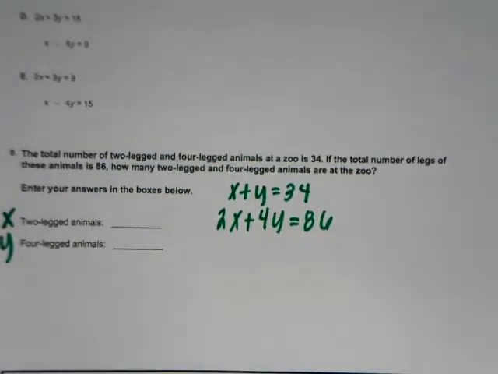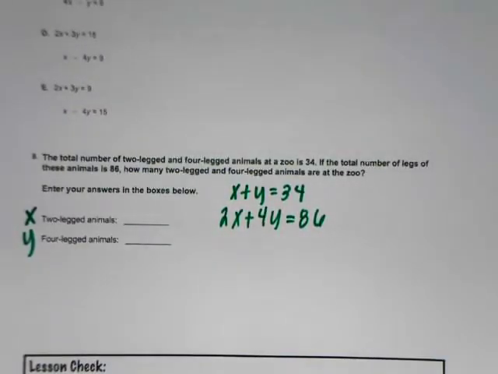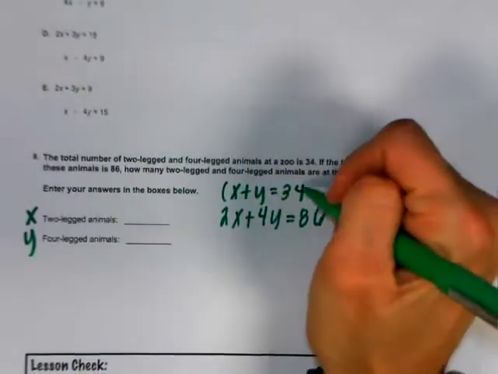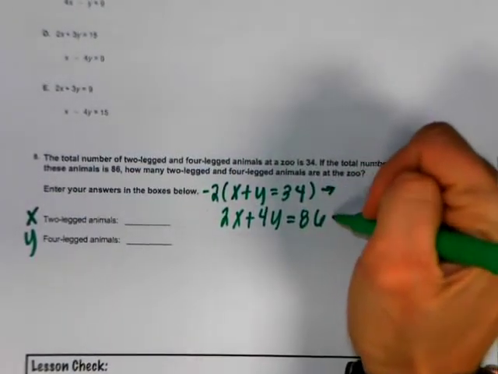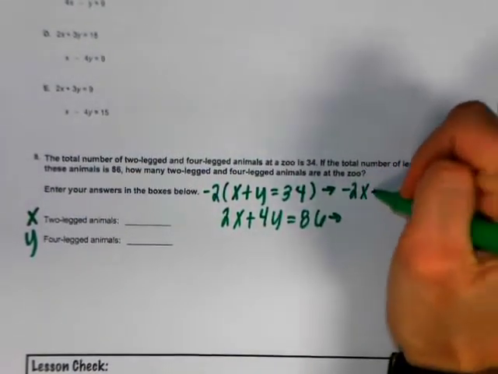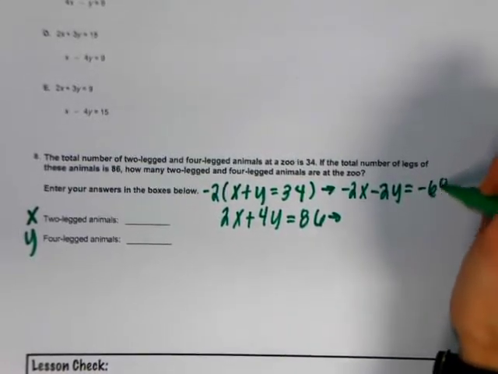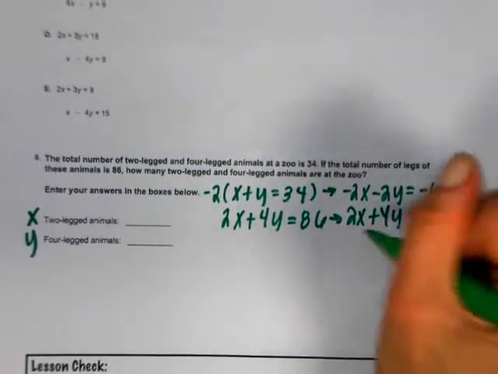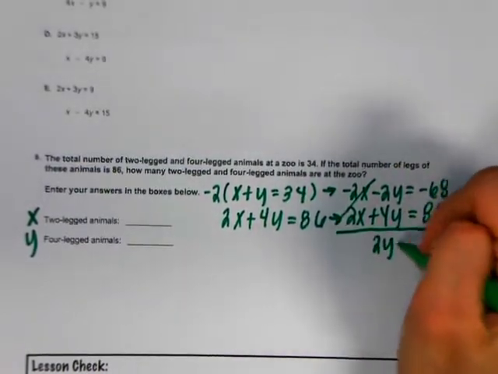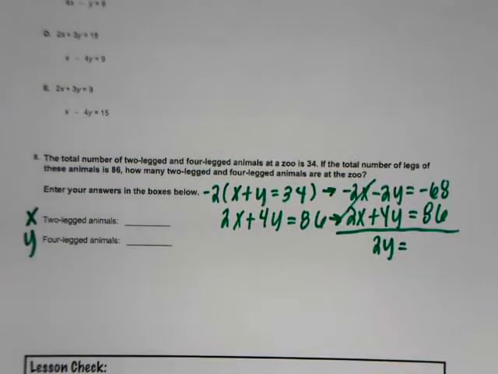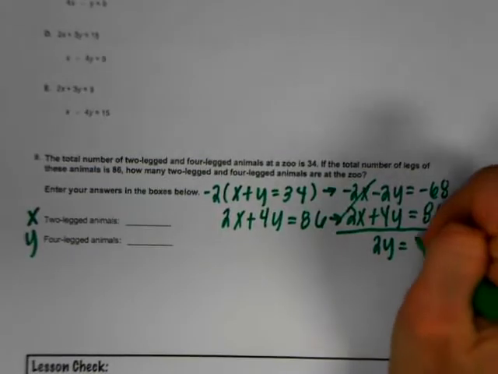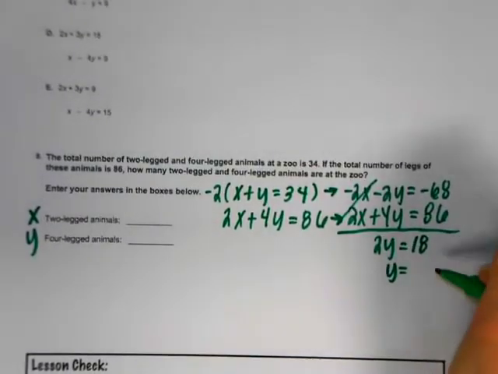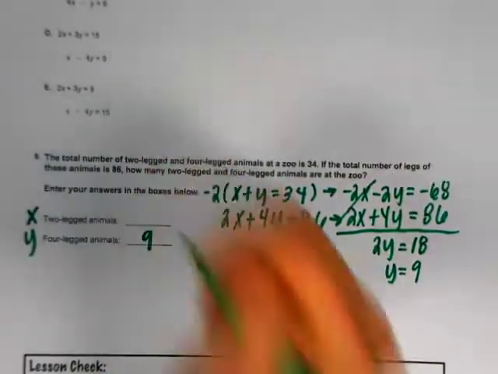Okay, so now if I want to solve this, do you want to do the x's or the y's? X's, okay, so 2 times -2. So -2x minus 2y equals -68. So I get 2y equals, I don't know what that is. 18? And y equals what? 9, yep, so we have 9 4-legged animals.